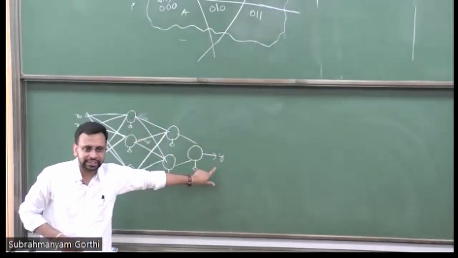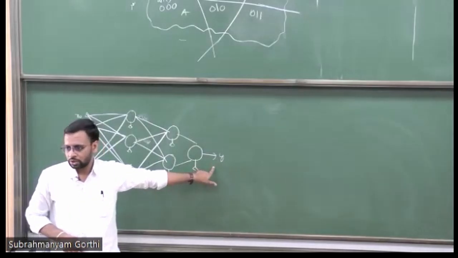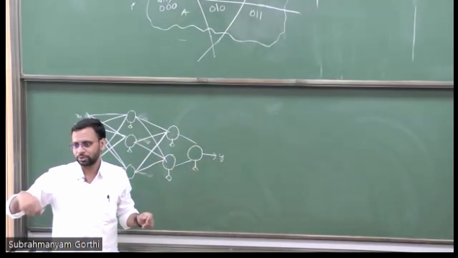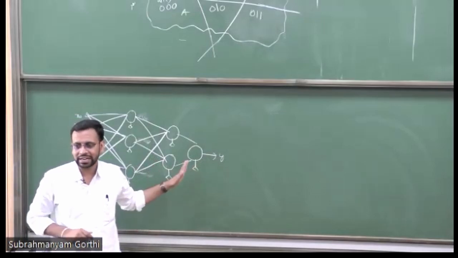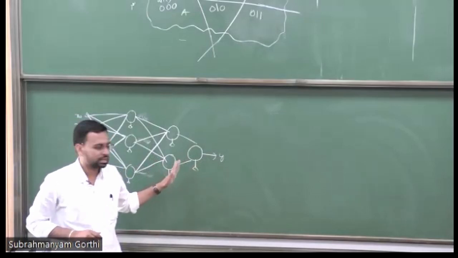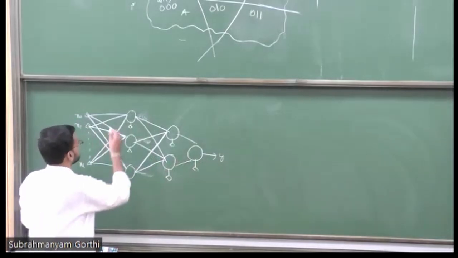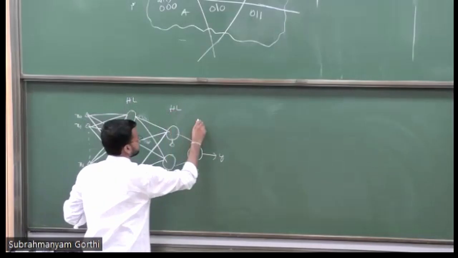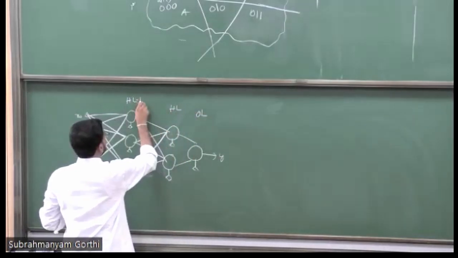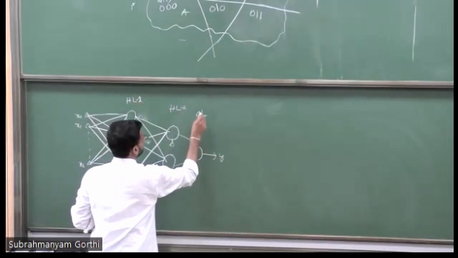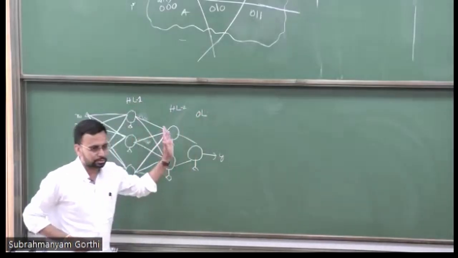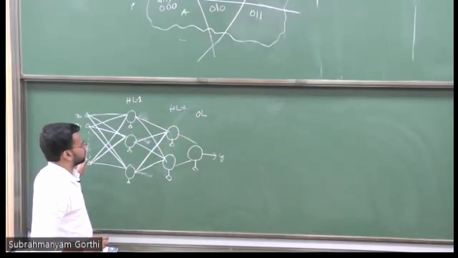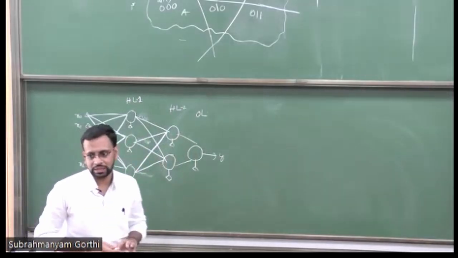This is now guaranteed to separate the two classes, provided you do your algorithm in the right way. This guarantees you will arrive at a solution. This is a hidden layer, this is a hidden layer, and this is your output layer: hidden layer 1, hidden layer 2, output layer. The output layer means that's the final output. These are your inputs, so you are using 2 hidden layers here.